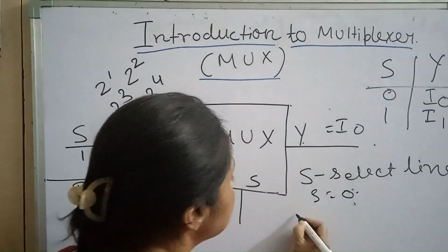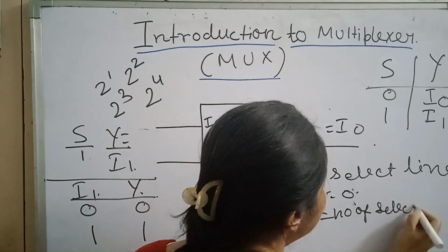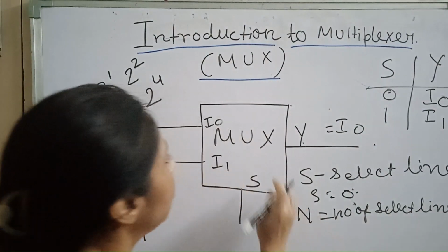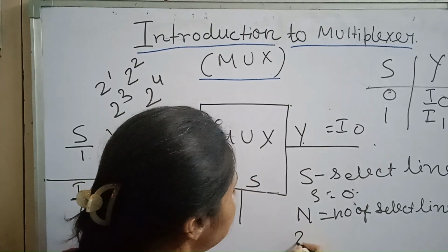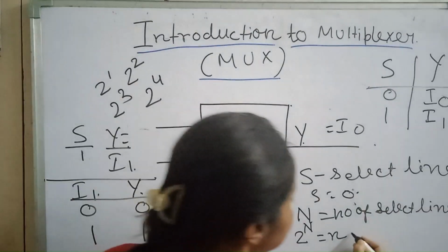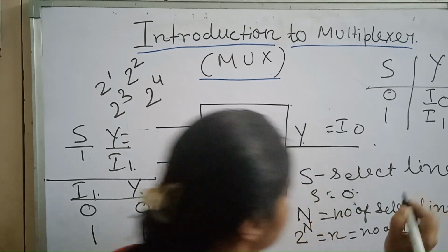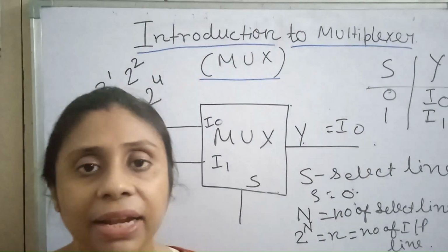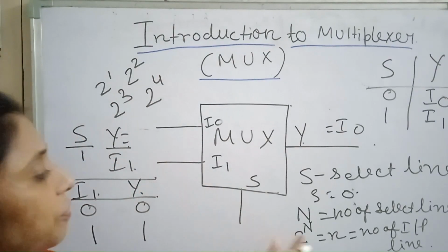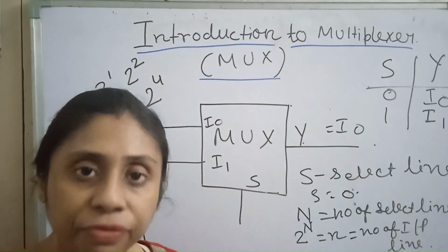The relationship is that the number of input lines will be equal to 2 to the power of the number of select lines. Suppose capital N is the number of select lines, then what will be the number of input lines? The number of input lines will be 2 to the power of N, which is equal to small n, the number of input lines. So this is the relationship between the number of select lines and the number of input lines. If the number of select lines is N, then the number of input lines will be 2 to the power of N.